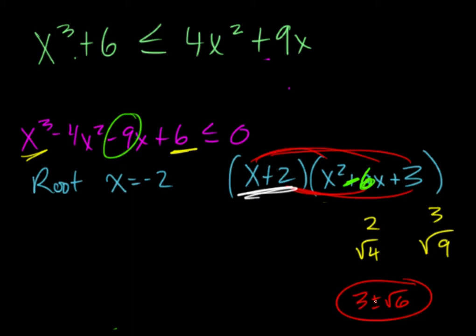So if we do 3 plus that, if we're trying to figure out where this is on a number line, we have negative 2 here. And if we do 3 minus something in between that, it's still going to be a positive number.